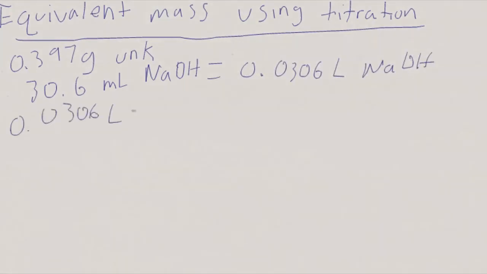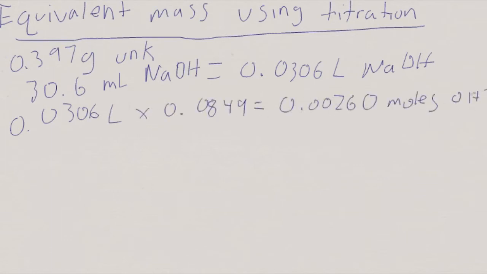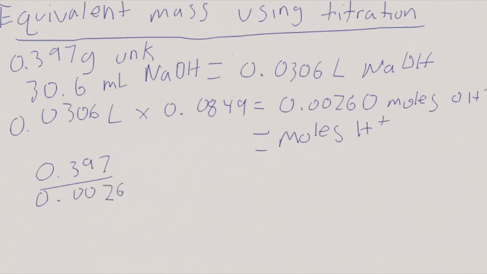To find the moles of OH minus, we will take the liters of NaOH and multiply it by the concentration, which also equals the moles of H plus at equivalence point. Now to find the molar mass or equivalent mass of the unknown acid, we take the grams, 0.397, and divide by the moles, 0.00260, which equals 153 grams.